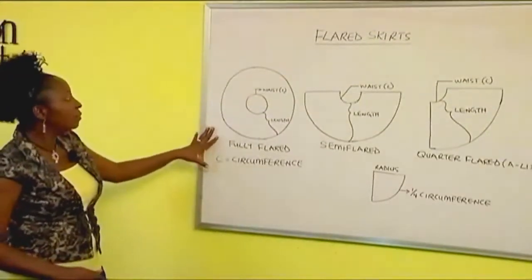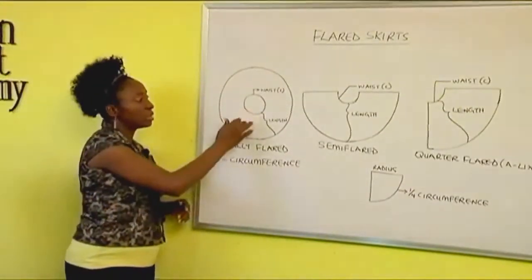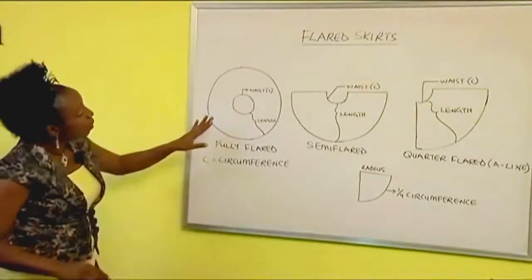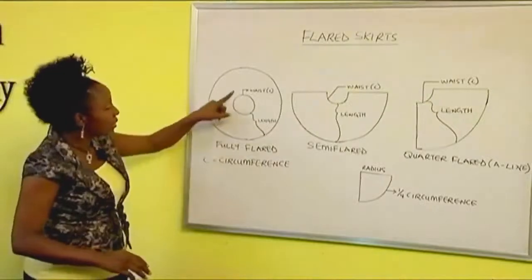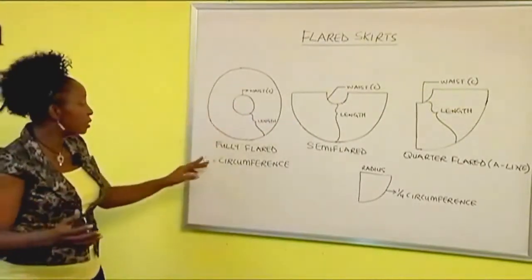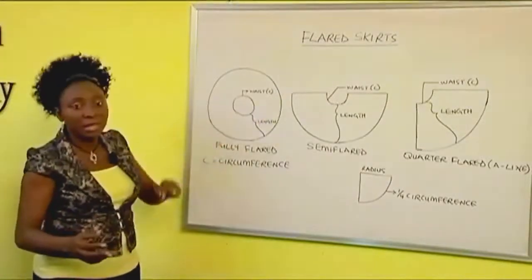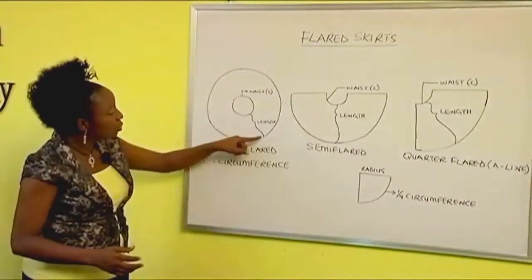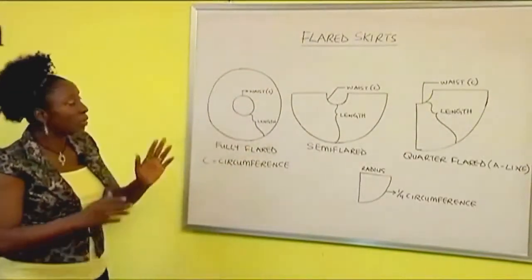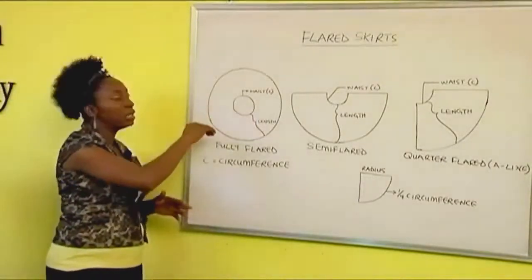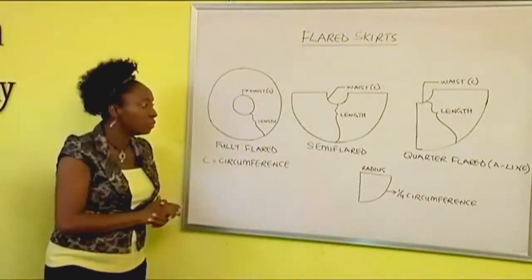As you can see, it's made up of two circles, an inner circle and an outer circle. The inner circle represents the waist, which mathematically is called the circumference. That's what the C is for. Then the length is in between the two circles. The fully flared skirt is made up of a full circle with an internal circle.